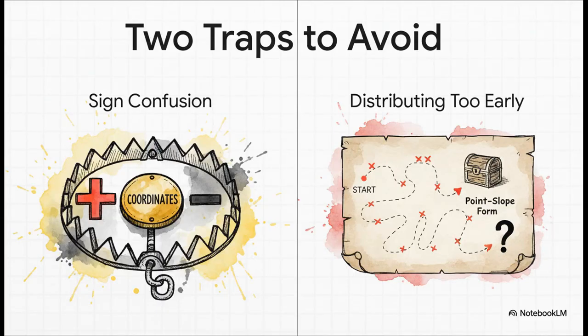So let's just hammer this home one more time. The 2 biggest traps to avoid. First, and I'm going to sound like a broken record, but it's that important, watch those signs. Always take the opposite sign you see in the formula. And second, just read the directions on the problem. If it asks you for the answer in point-slope form, just stop there. Don't automatically start distributing and trying to turn it into y = mx + b. Give the answer in the form they asked for.